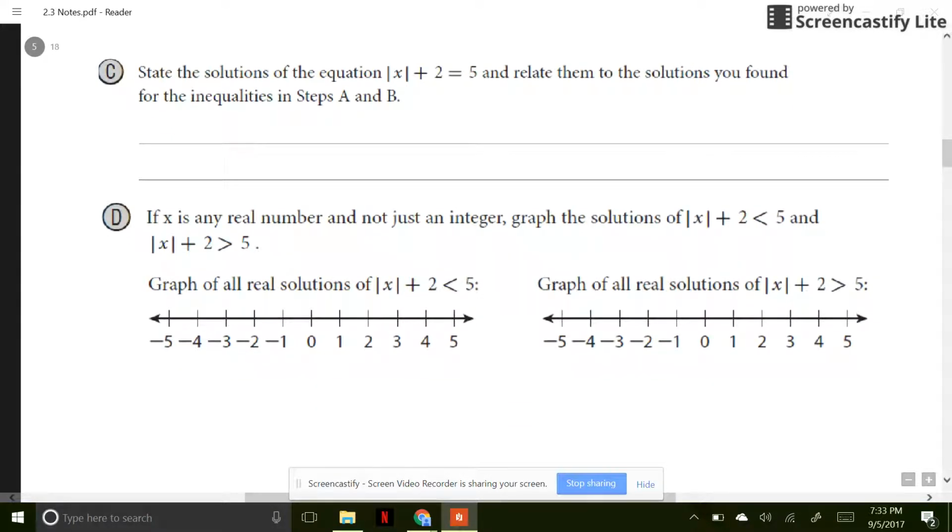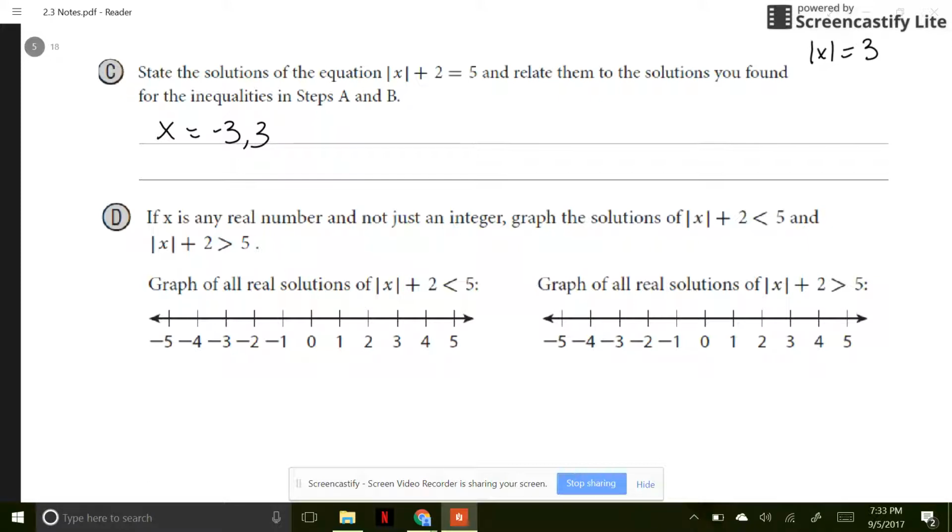So we want to state the solutions of just the equation absolute value of x plus 2 equals 5. First thing we need to do is isolate that absolute value. We do that by subtracting the 2. So that will get absolute value of x equals 3. Then that will give us solutions of x equals -3 and x equals +3.